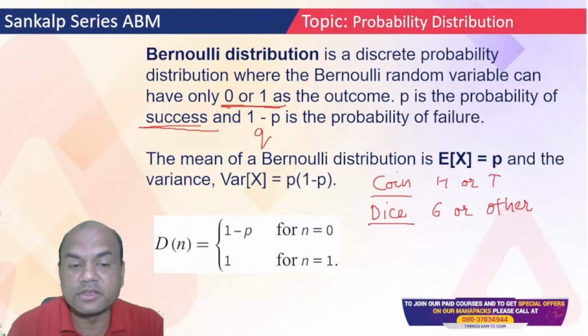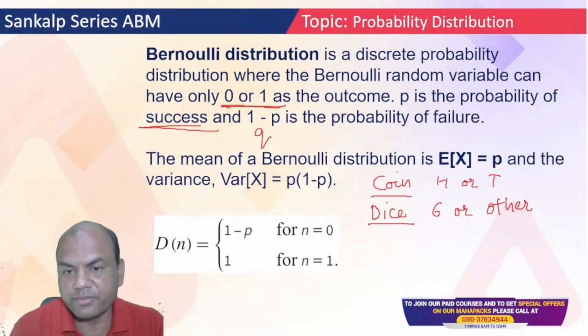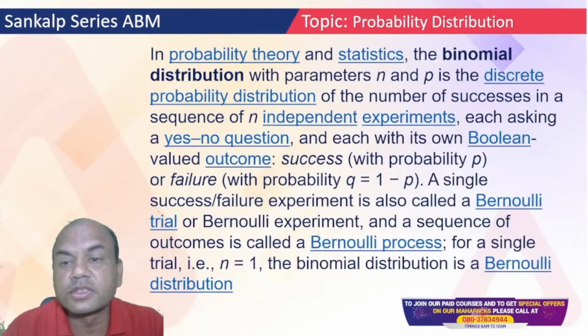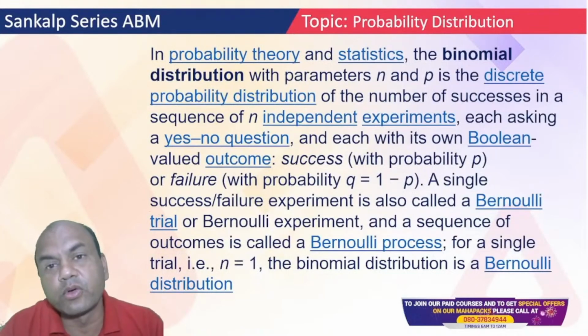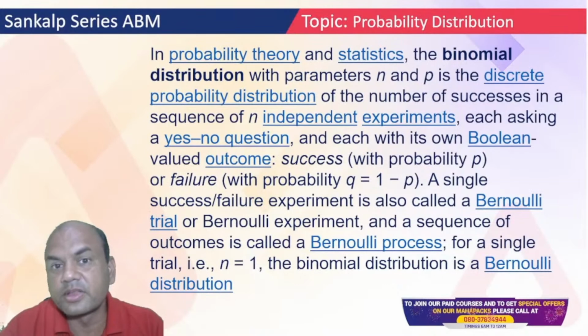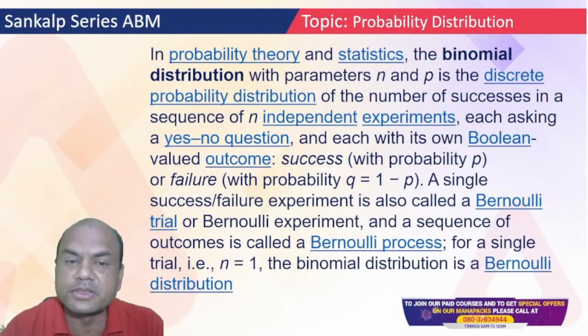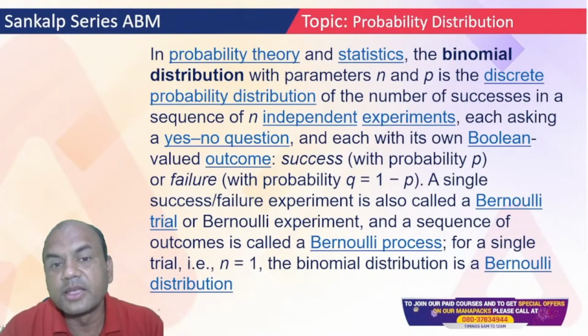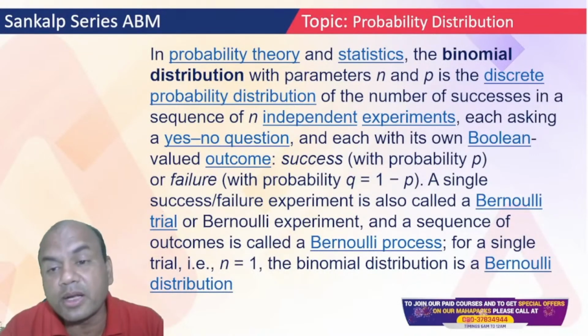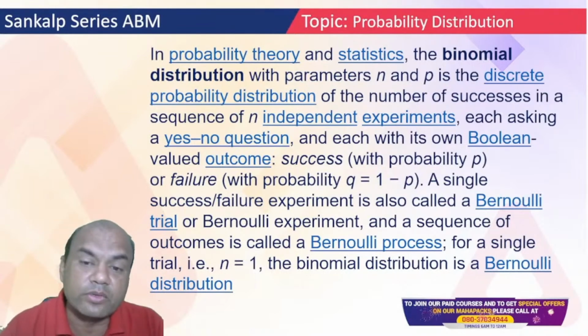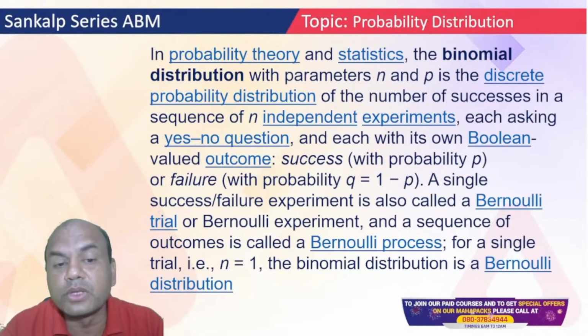Now P equals 1 for n equals 1, and for n equals 0, it is Q, 1 minus P. Remember this: either it is success or failure. Simple. Now next, this is the binomial distribution. If I go on repeating Bernoulli 10 times, then that is called binomial. In probability distribution theory and statistics, the binomial distribution with parameters n and p is the discrete probability distribution of the number of successes in a sequence of n independent experiments, each asking a yes/no question, and each with its own Boolean-valued outcome.